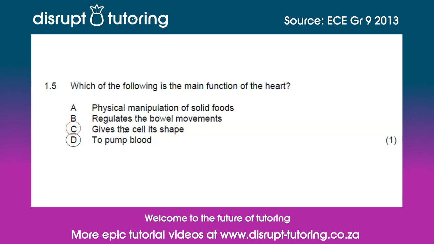C is not correct because what gives the cell its shape is a cell wall. Okay, so that's incorrect. B is incorrect because this is a function of the digestive system, as well as A is also a function of the digestive system. So the heart is not responsible for physical manipulation of solid foods. That would be a little weird.